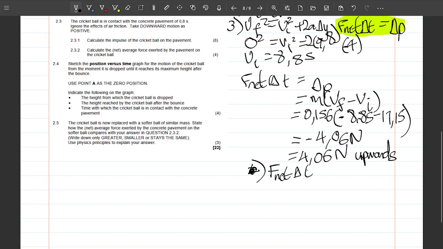We know F net delta T is equal to delta P. This we know. So let's make our substitutions there. What I just found right now is impulse, and impulse is the same thing as the change in momentum. So in place of change in momentum, I'm going to substitute in my 4.06. Then here I've got F net. However, for my delta T, I'm told that this thing was in contact with the ground for 0.8 seconds. And then I have to solve for my F, and to solve for my F, I'm just going to make the calculator do the work.